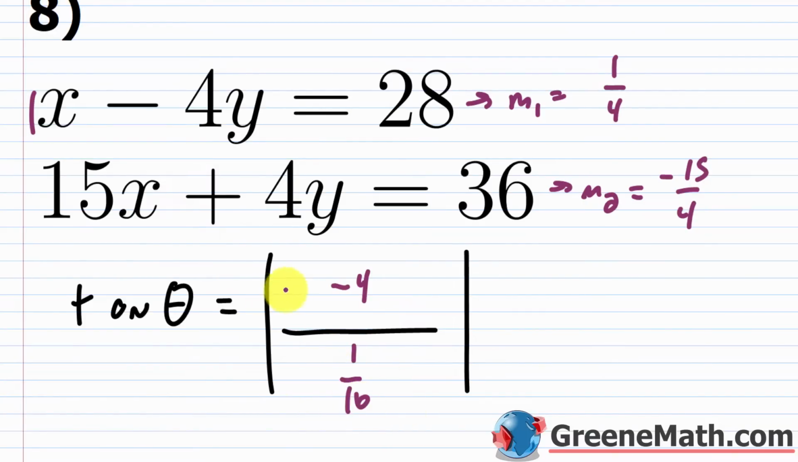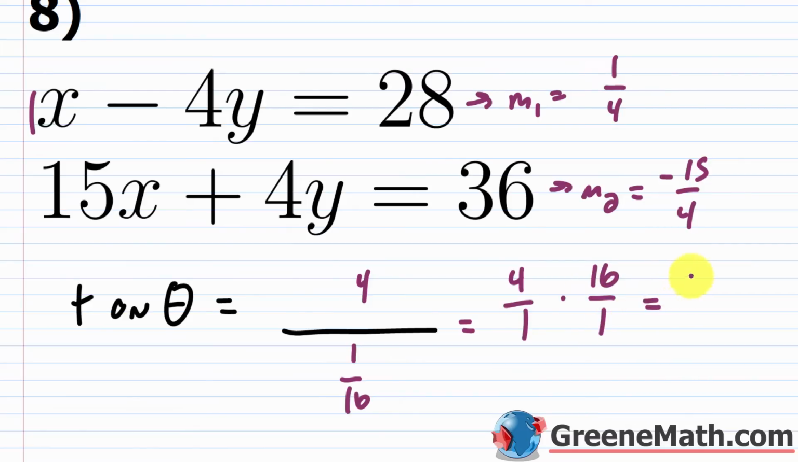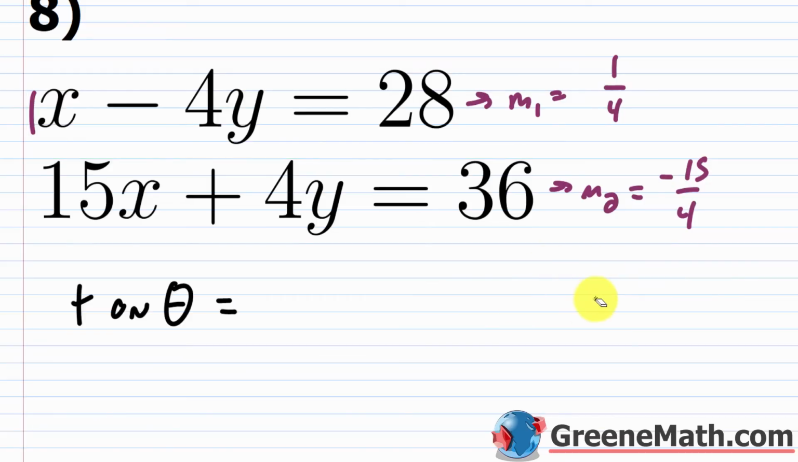Now, what you can do, because this is going to be in terms of the absolute value, you can drop the absolute value bars and just make that positive. And then what I'm going to do is say this is 4 over 1 times the reciprocal of 1 over 16, which is 16 over 1. So this is 64 over 1, or just 64. Okay, let me get rid of this and just say this is 64.